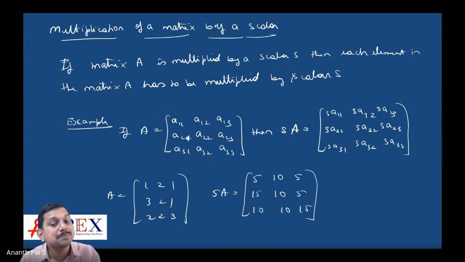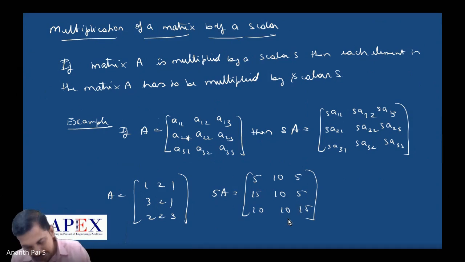Next, multiplication of a matrix by a scalar. Observe the difference. That time, what did we do? A matrix multiplied by a scalar matrix, versus multiplication of a matrix by a scalar. If you have to say 5A, you have to multiply every element by that number. That is what is called multiplication by a scalar.